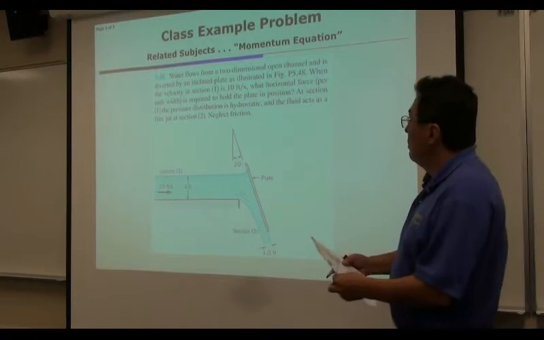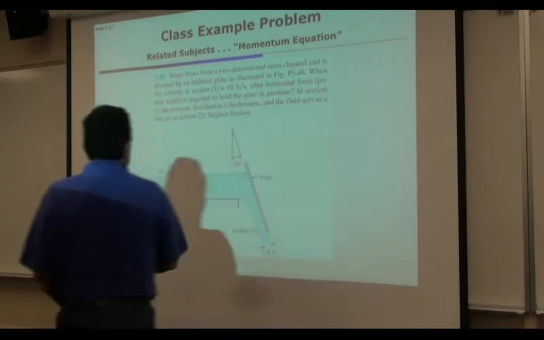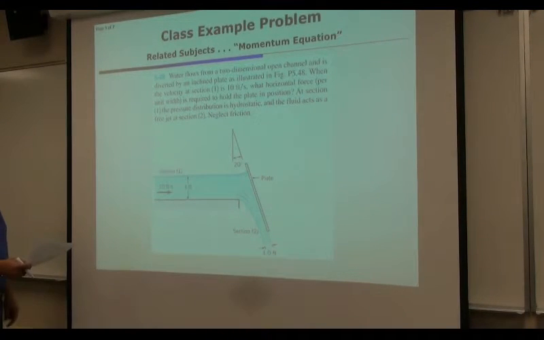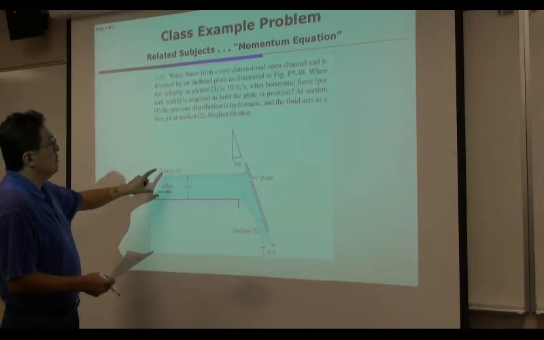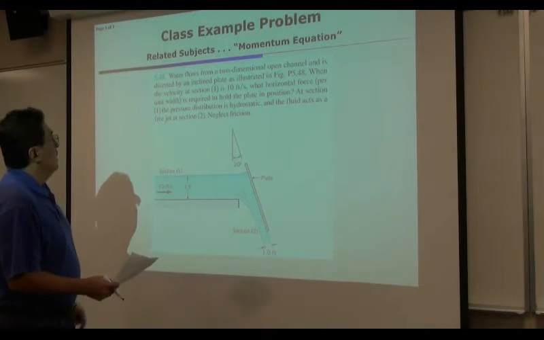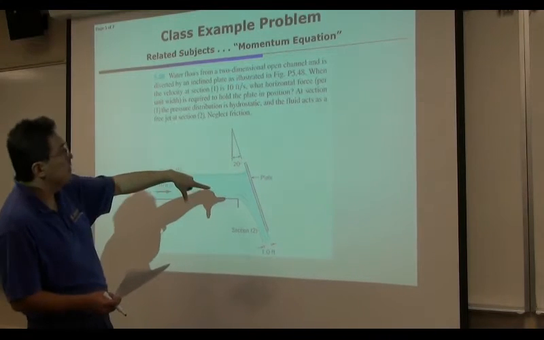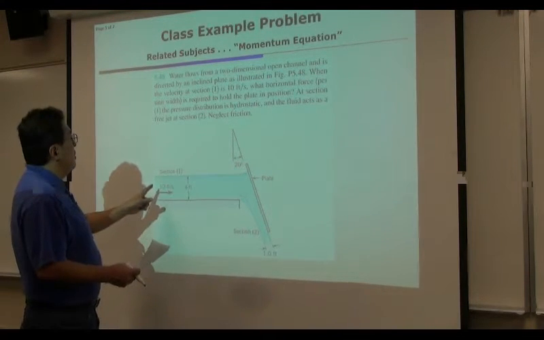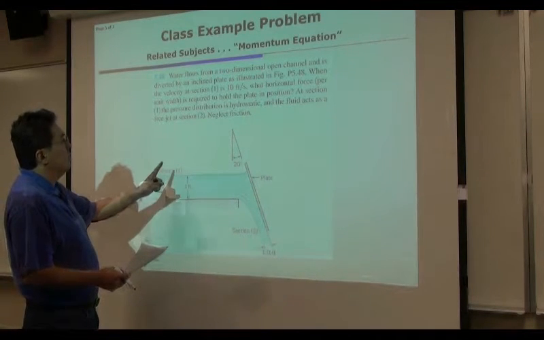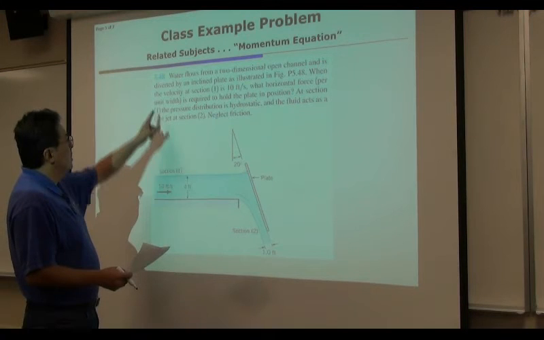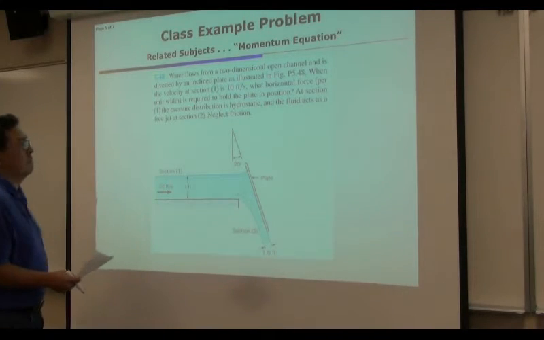Okay, so this is example program, Unit D2, page 5. Let's take a look at this problem. Okay, this is the water. Water flows from a two-dimensional open channel and is diverted by an inclined plate as shown in this figure. When the velocity at section 1 is 10 feet per second, what horizontal force per unit width is required to hold the plate in position?